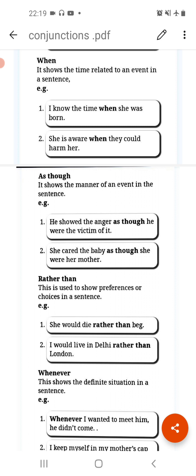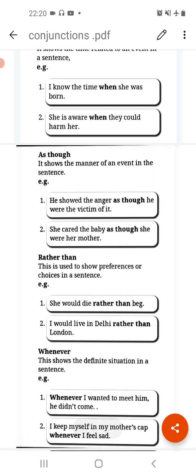Next is when. It shows the time related to an event in a sentence. Like, I know the time when she was born. She is aware when they could harm her.